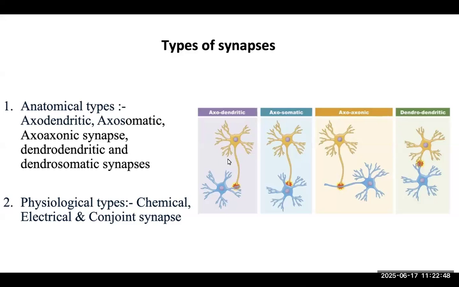So axoaxonic is not very common, but the ones that I know of are the ones that make synapses near the axon initial segment. That's where the action potentials are formed. So they are mostly GABAergic synapses. And then dendrodendritic. That's also very interesting, right? So the dendrite makes the connection with the other dendrite. So it's shunting the entire somatic and axonal part.